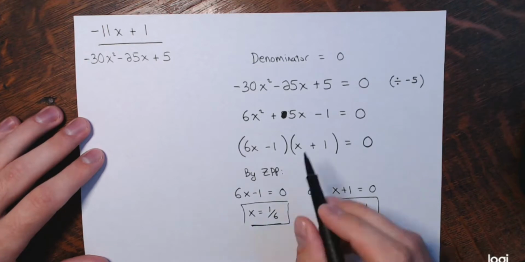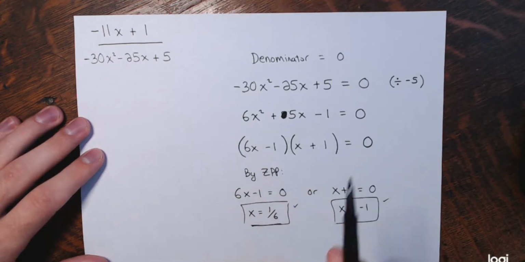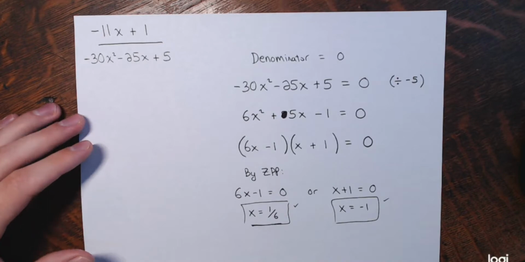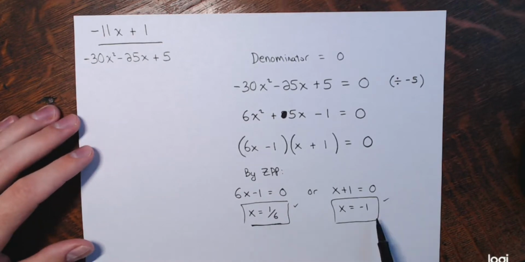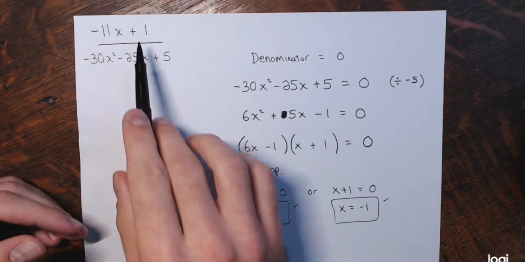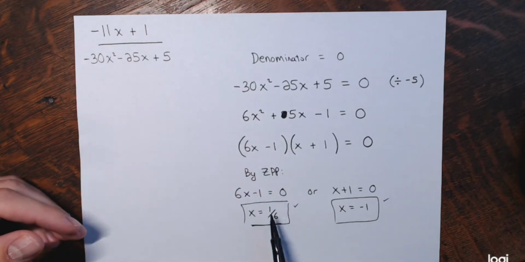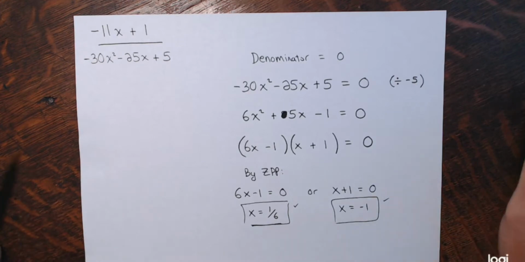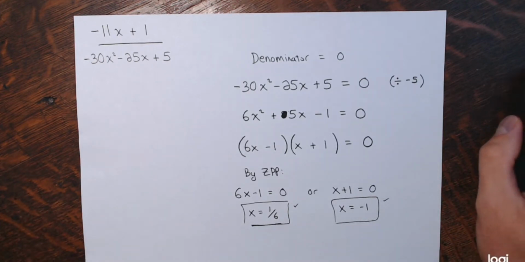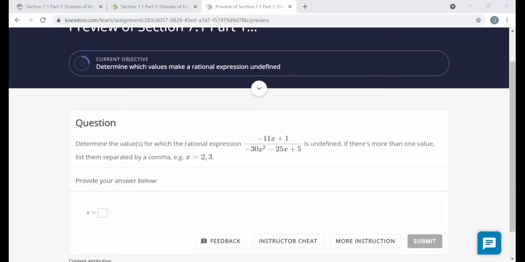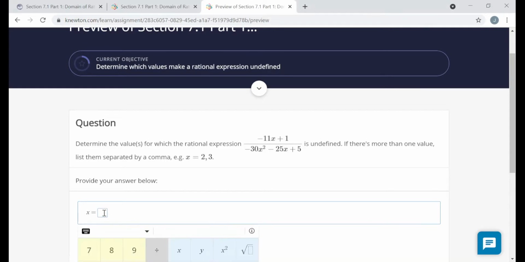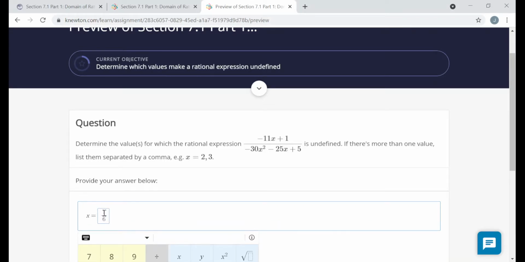And you can check them if you want. Be sure to check them to make sure that they do make that polynomial 0. But these are the values I couldn't plug into this fraction, because if I plug in either one of these, the denominator will be 0, and that's bad. But these are the values they want us to find, right? The values that make the expression undefined. All right, so positive 1/6 and negative 1. So x equals 1/6 makes it undefined, comma, negative 1.